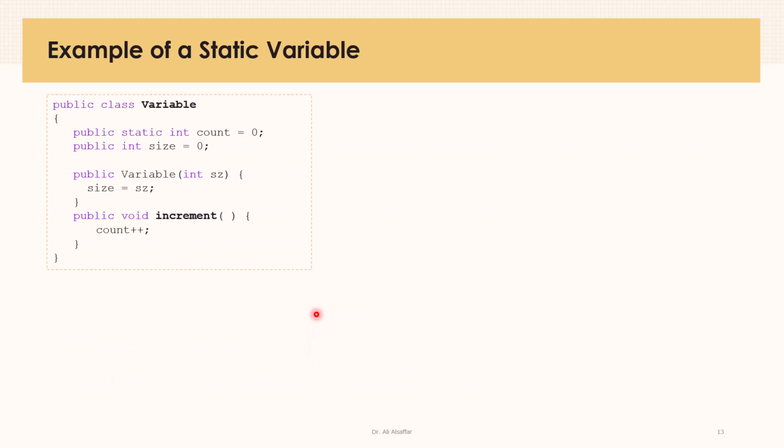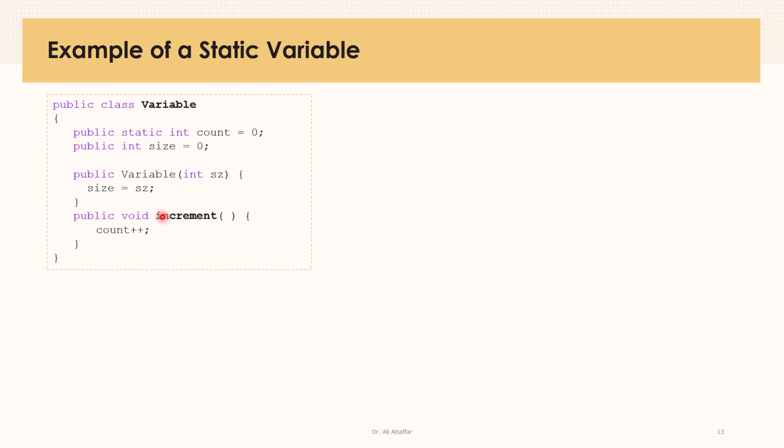Let's have an example to show you the difference between instance variables and static variables. In this class, the name is called variable. Notice that it has a static variable called count and it has initial value 0, and we have another instance variable which is called size, and also it is equal to 0. Look at the constructor. The constructor simply changes the value of size only, but it keeps the count as it is. But another method which is called increment increases the count for the static variable.